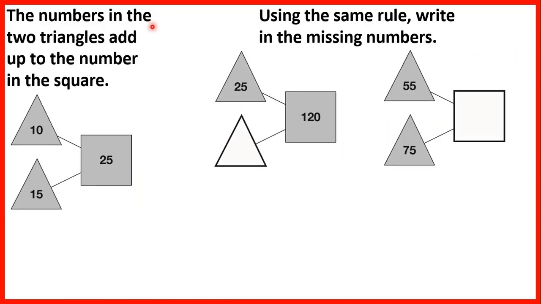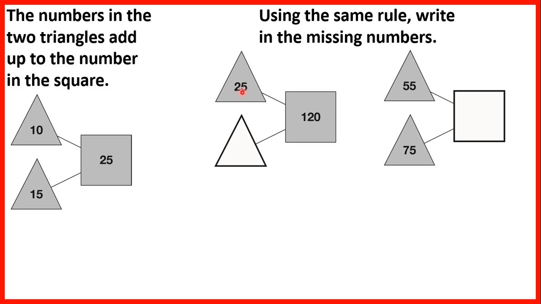The numbers in the two triangles add up to the number in the square. So they've given us an example here. We have 10, 15, and then in the square we have 25, because 10 plus 15 is 25. But now, using the same rule, write in the missing numbers.